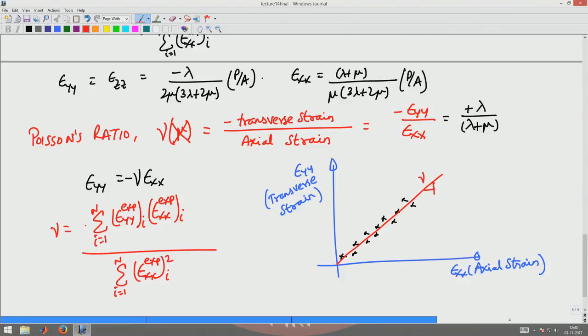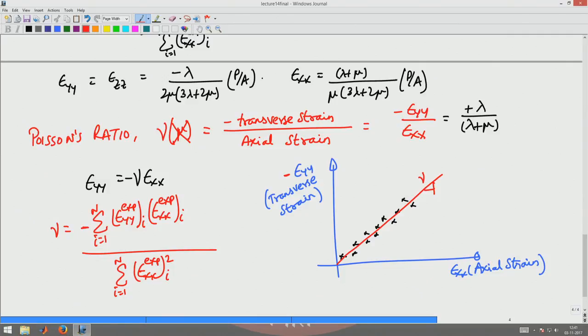Okay. Negative slope here though, okay, because this will be in the third quadrant. Actually, this is plotting negative of epsilon yy. Okay. So, that is going to give you the expression for the Poisson's ratio.